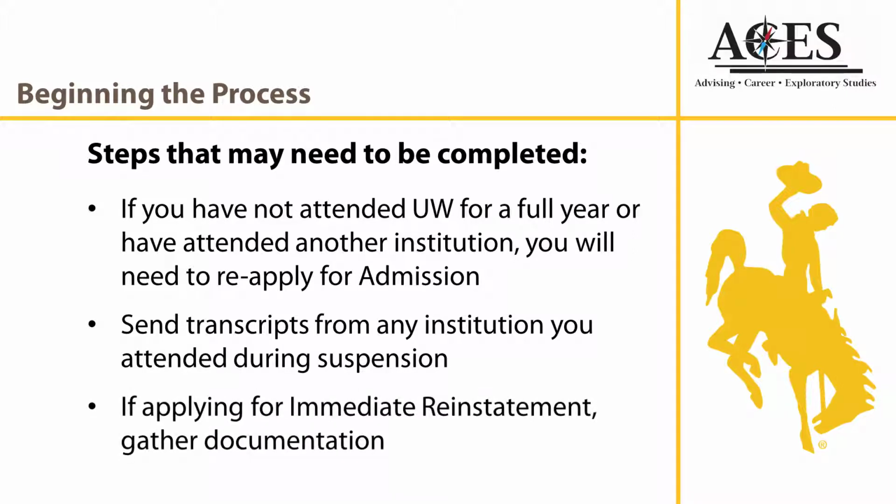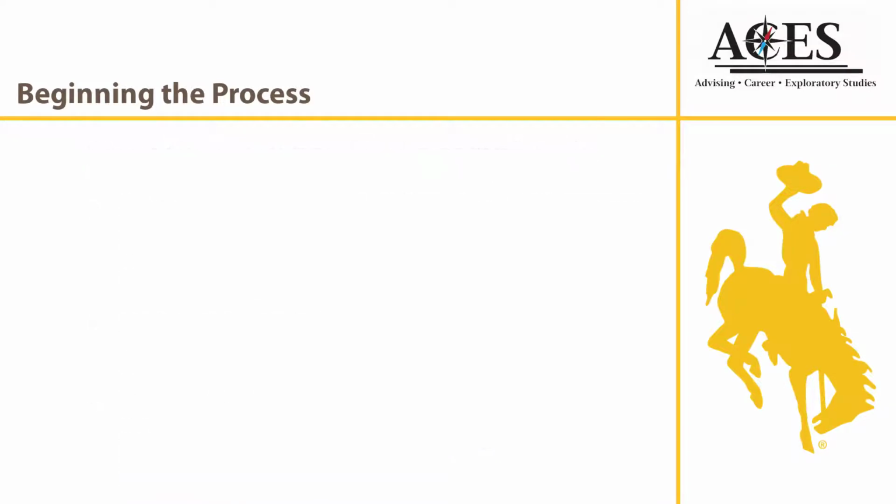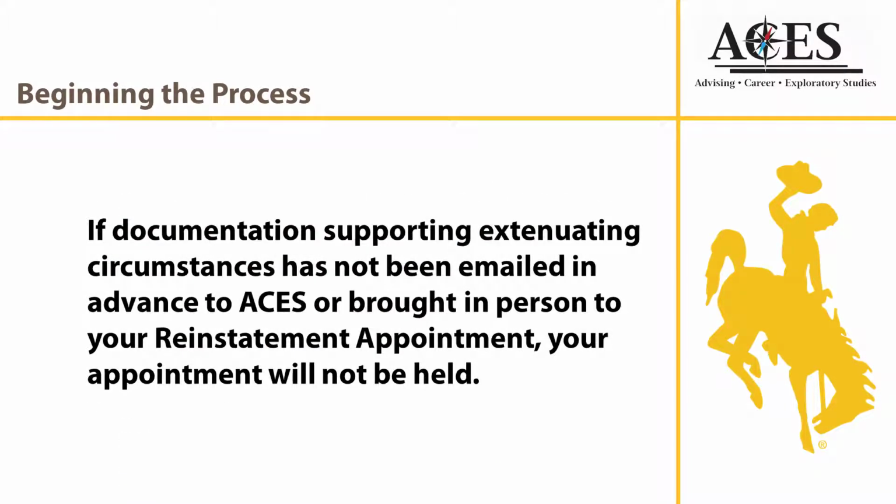If you are applying for immediate reinstatement, gather documentation of any extenuating circumstances, things like medical records, letters, etc. Scan and email your documents to aces@uwyo.edu. If you are unable to gather documentation at the time of your petition, you must bring the documents to your reinstatement appointment, or your appointment will not be held.